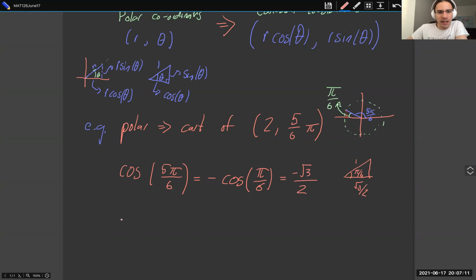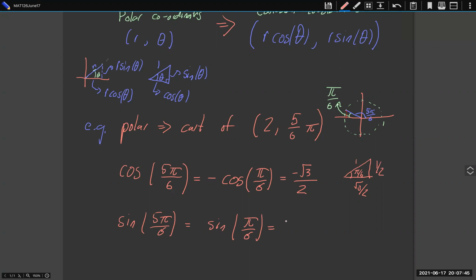And what about the sine of 5 pi over 6? Well, if we look at the picture, then the sine of 5 pi over 6 is this height, right? But it's the same as though we were taking the sine of pi over 6, because if we just look at the picture, then both of them represent this height. And so what is this side? 1/2. Exactly.